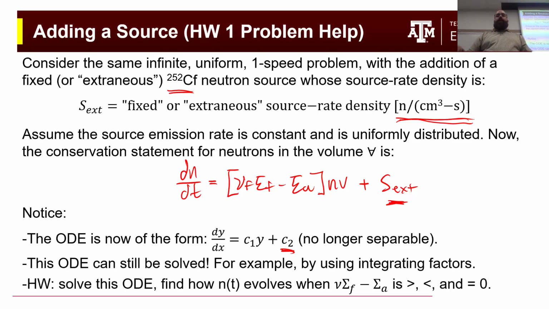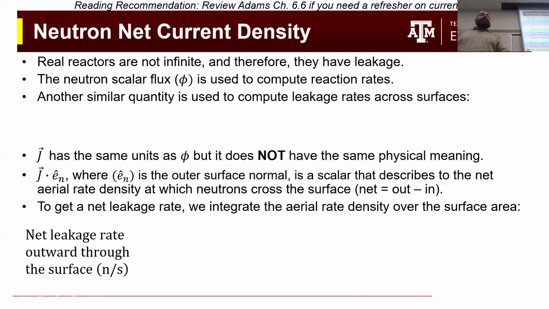So yeah, if we want to get past the infinite medium problem, then we need to start talking about a finite reactor, and finite reactors are going to have leakage. In real reactors, neutrons leak out, and so that has to be accounted for in our conservation equations. We use that flux to compute reaction rates. There's another similar quantity that we use to compute leakage rates across the surfaces where those neutrons are escaping from. That quantity, we use the symbol big J for, and big J has a name. It's called the net current density.